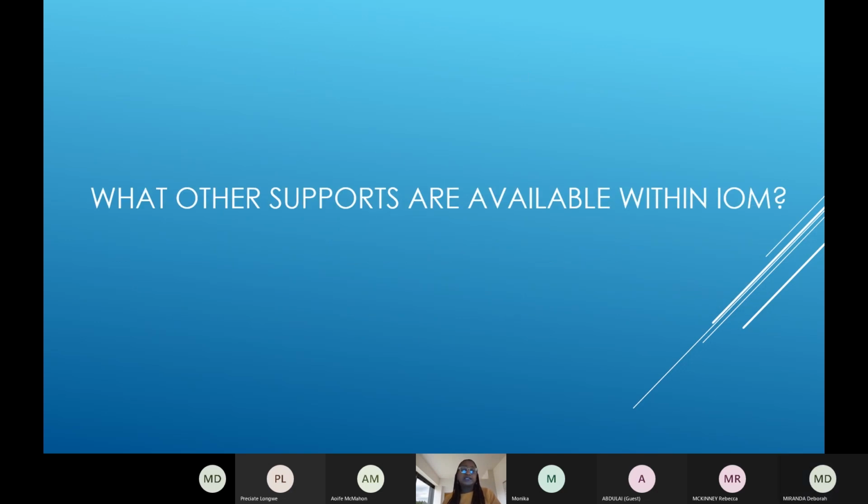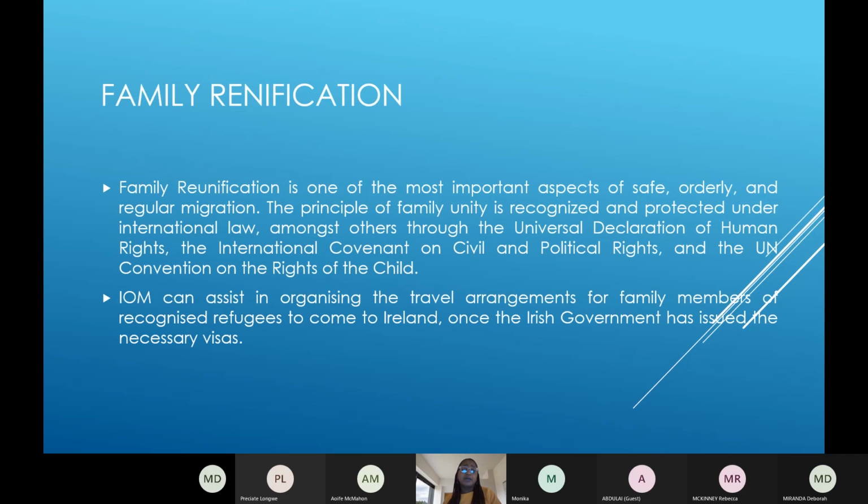What other options are available within IOM? There are also options available within IOM. We have the family reunification, which is one of the most important aspects of safe, orderly, and regular migration. And this is open to those who have been recognized as refugees and are looking to bring their family members to Ireland, within the state.